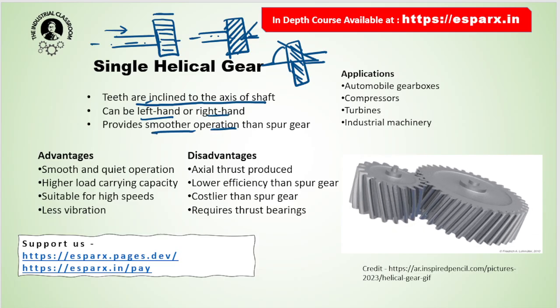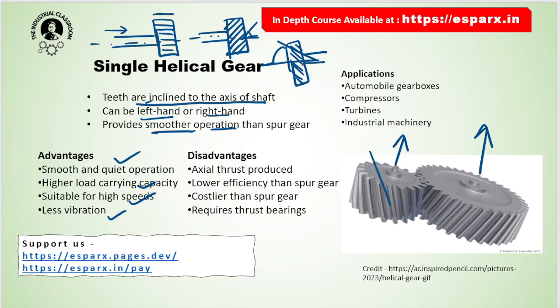Why smoother operation? Because we can see that these get contacted from a single point and then the point of contact increases. There is no direct straight contact on one tooth, but multiple teeth are engaged. These are smooth and quiet operation. These have higher load carrying capacity, suitable for high speed, less vibration. But the disadvantage is that axial thrust is produced in the direction of the axis. Okay, so on the axis there is a thrust.